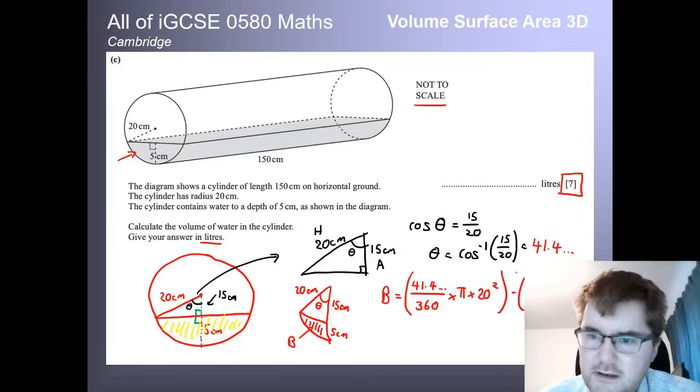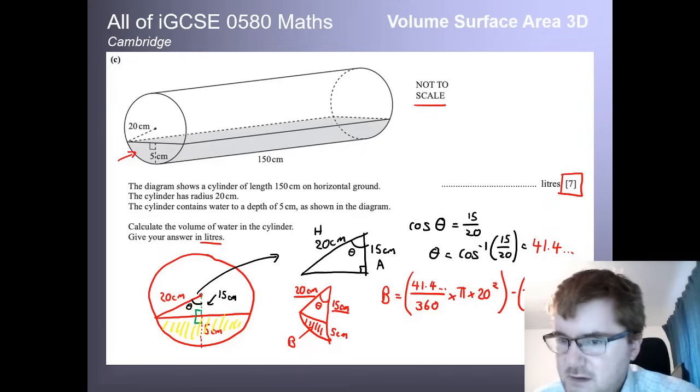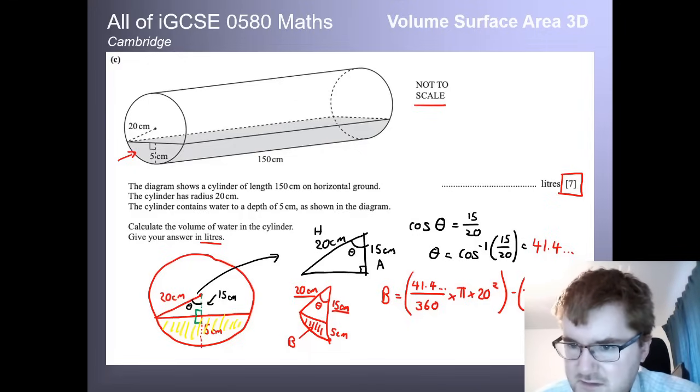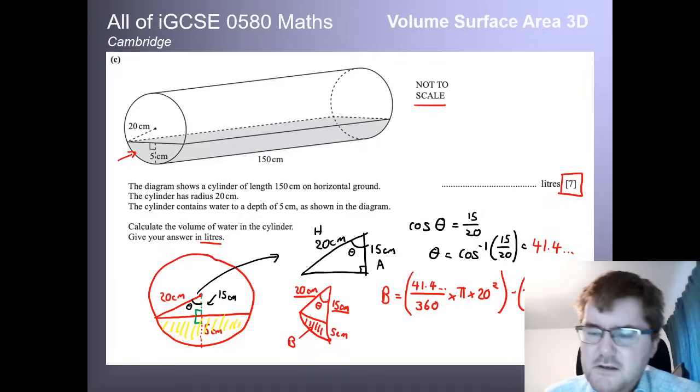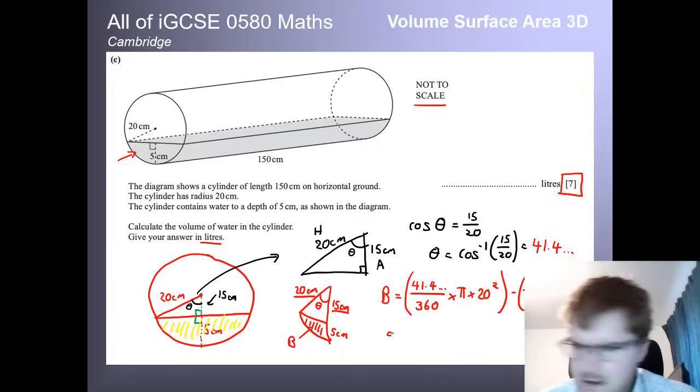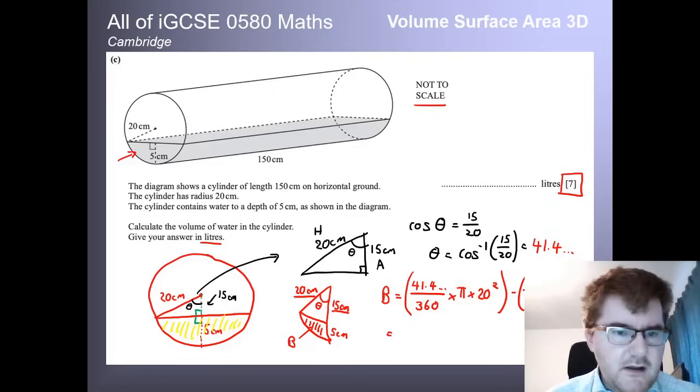Now remember, the area of a triangle is a half ab sine C. Now be careful with this, because this is a and this is b. It's not the whole 20, it's 15 as well. So half times 20 times 15 times the sine of this angle of, hopefully this is clear, 41.4 dot dot dot. And so I'm going to put all this into the calculator and work out an answer for this area B.